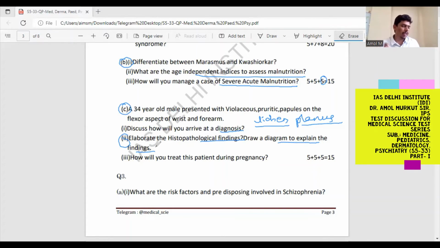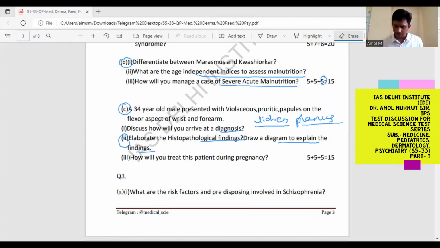Okay, then see, here I can show you. There is a small diagram. This diagram explains the histopathological changes. What are those? There is a thickened granular layer. Then there is degeneration of basal cells. Then Max Joseph spaces are there. Then colloid bodies at the dermoepidermal junction. Okay, so these are the histopathological findings. And the diagram, you can draw a simple diagram, which is very easy.